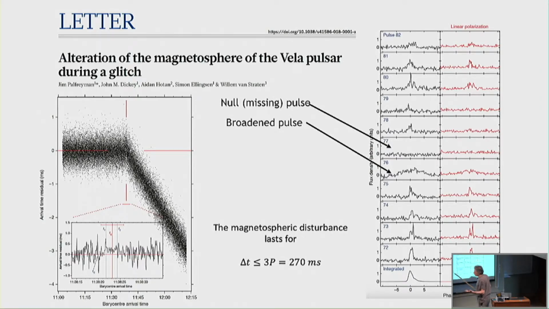Then they can inspect visually all the pulses. In principle, you can just visually look at the pulses. So here they are, numbered 72, 73, 74, etc. 72, 73, and 74 look completely fine, and so does 75. 76 is very unusual. It's very broad compared to what normal Vela pulses are, and you will never find another pulse like this. And 77 is completely missing. There is nothing.